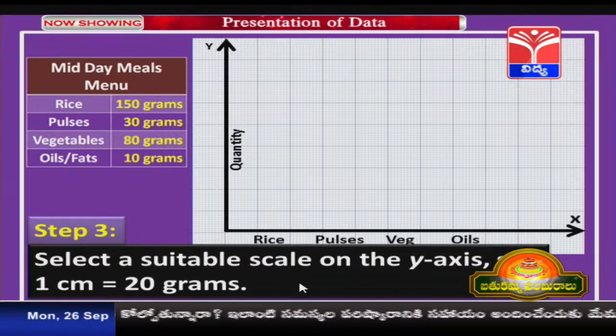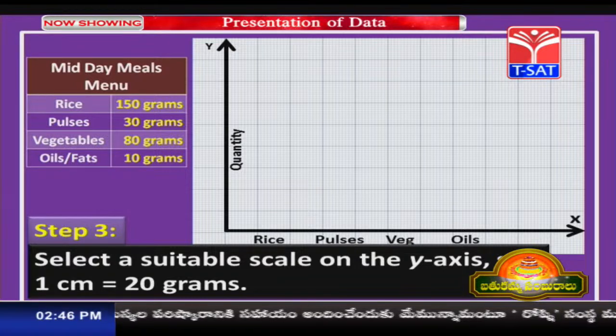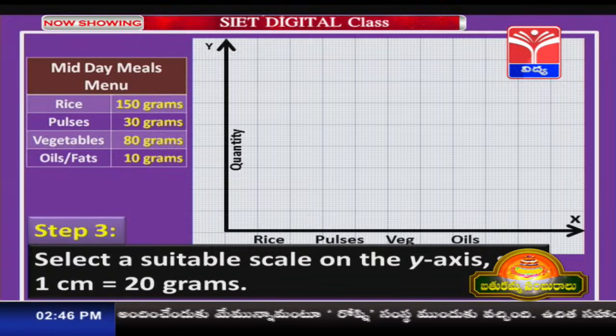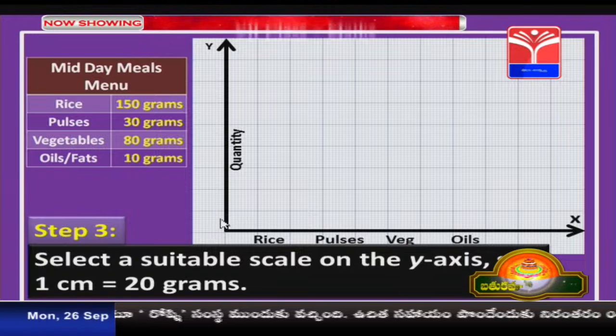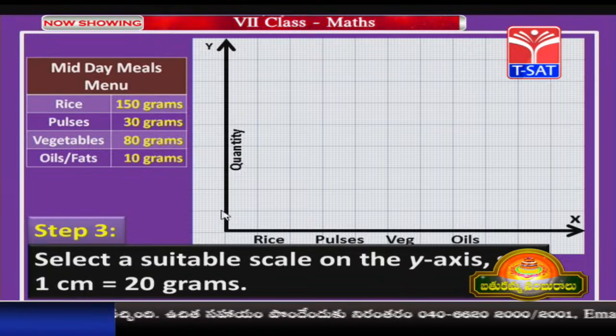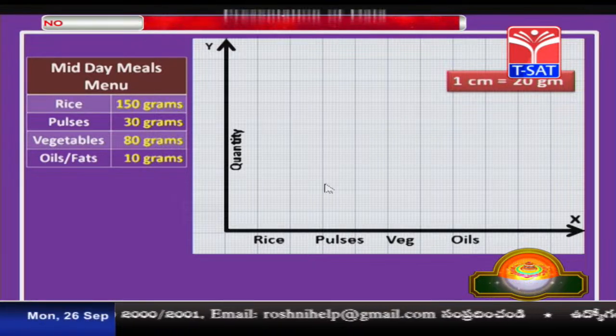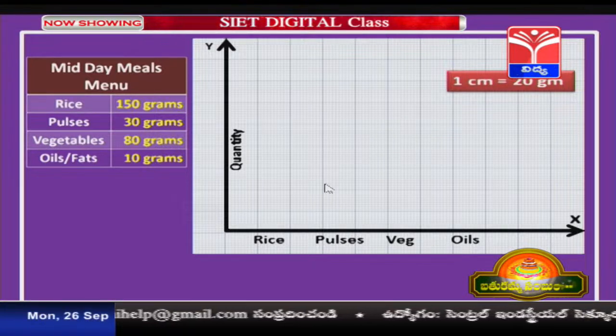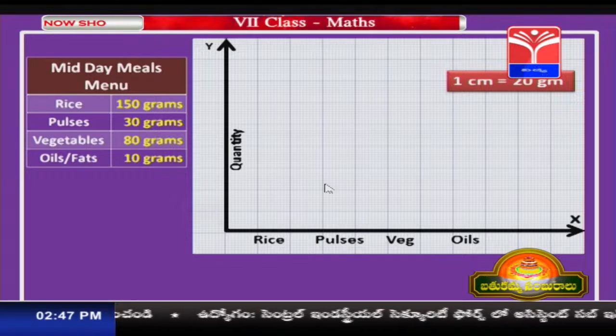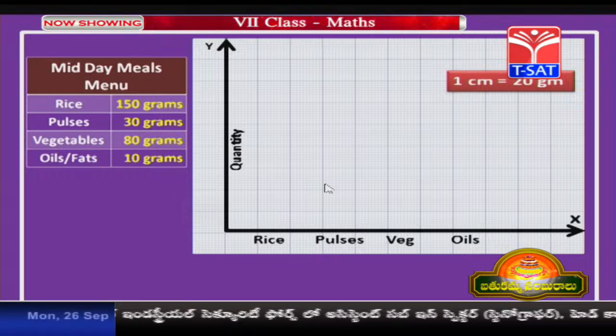Okay. Now, let us see what is the suitable scale that we are going to take. We are going to take 1 centimeter as 20 grams. That means, from this part to this part, it is 20 grams. So, you need to mention that on the graph. It is compulsory, children. See, 1 centimeter is 20 grams. So, this is the scale on the y axis. You need to write it on the graph paper. Okay, children.